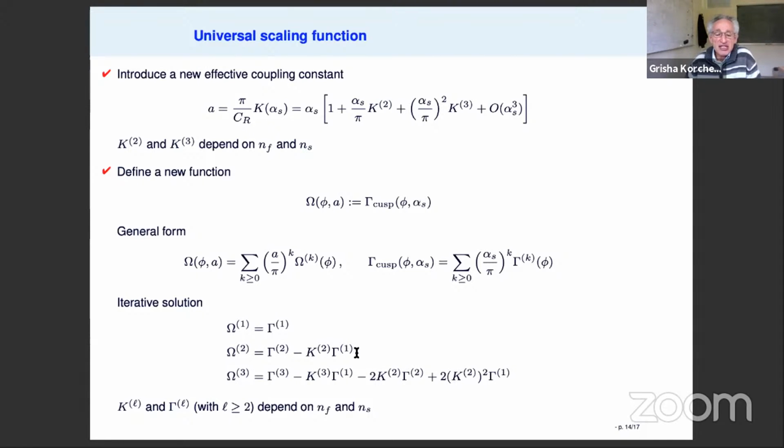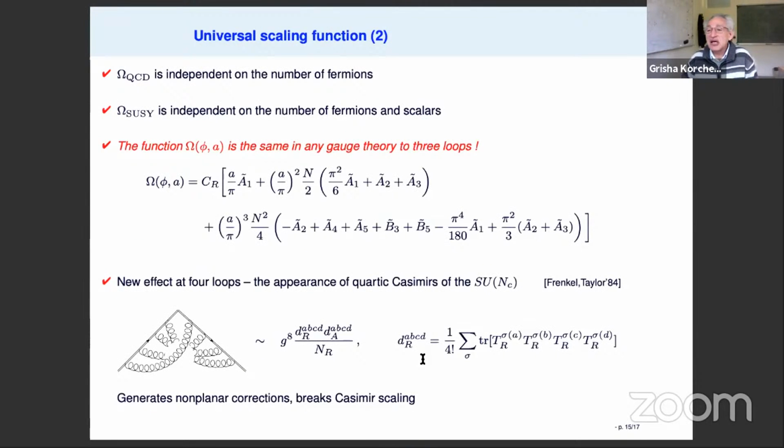On the right-hand side of these formulas, those functions gamma and k, they do depend on the number of fermions, number of scalars. So each of these functions separately depends on the particle content. So they're different for QCD and supersymmetric theories. But what will happen if you plug in into this formula? What you will find, something interesting happens.